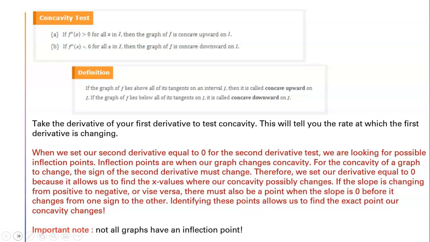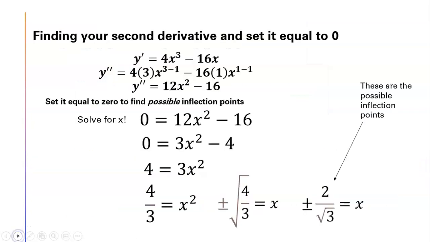possibly changes. If the slope is changing from positive to negative, or vice versa, there must also be a point when the slope is 0 before it changes from one sign to the other. Identifying these points allows us to find the exact point our concavity changes. It's important to note that not all graphs have an inflection point. So similar to the first derivative, this is why we want to test our values.